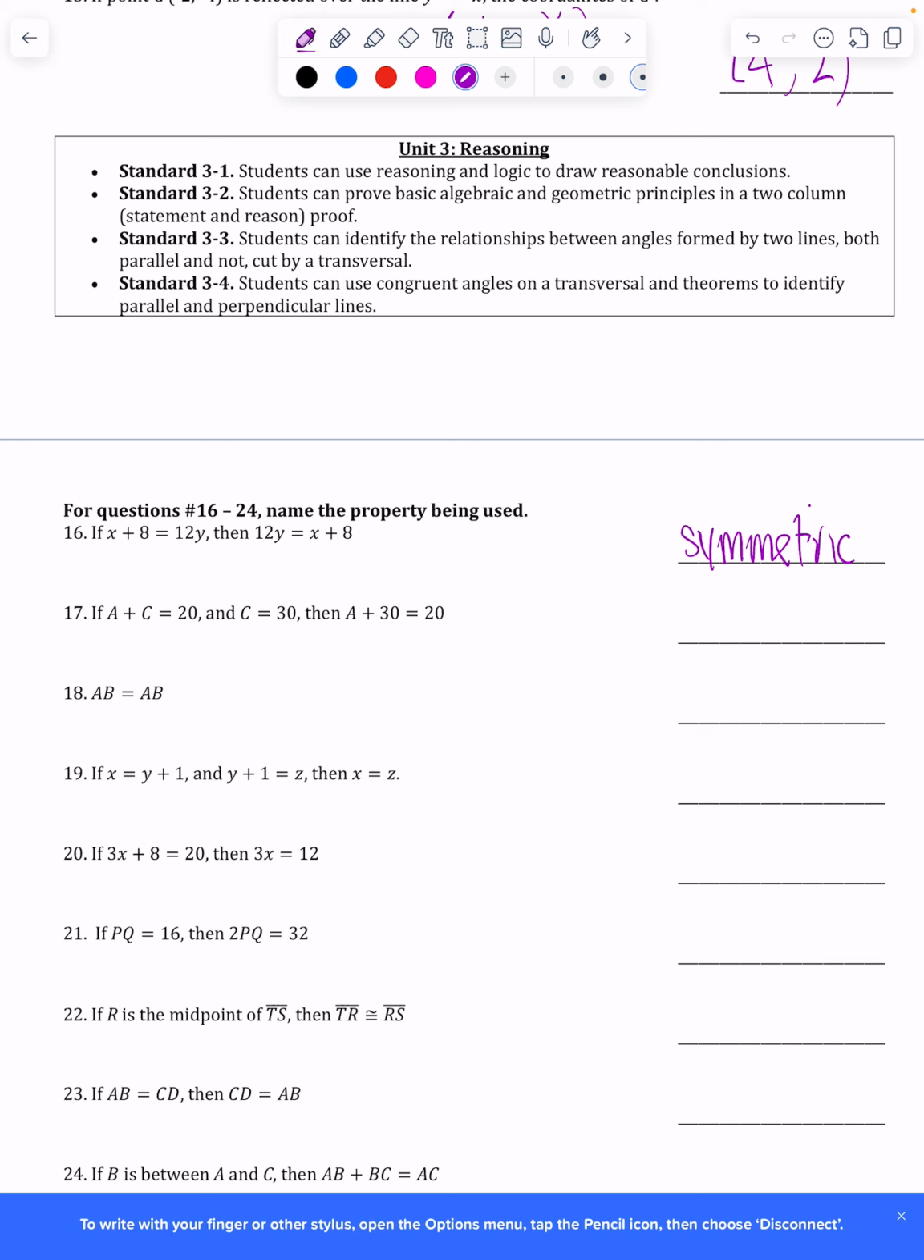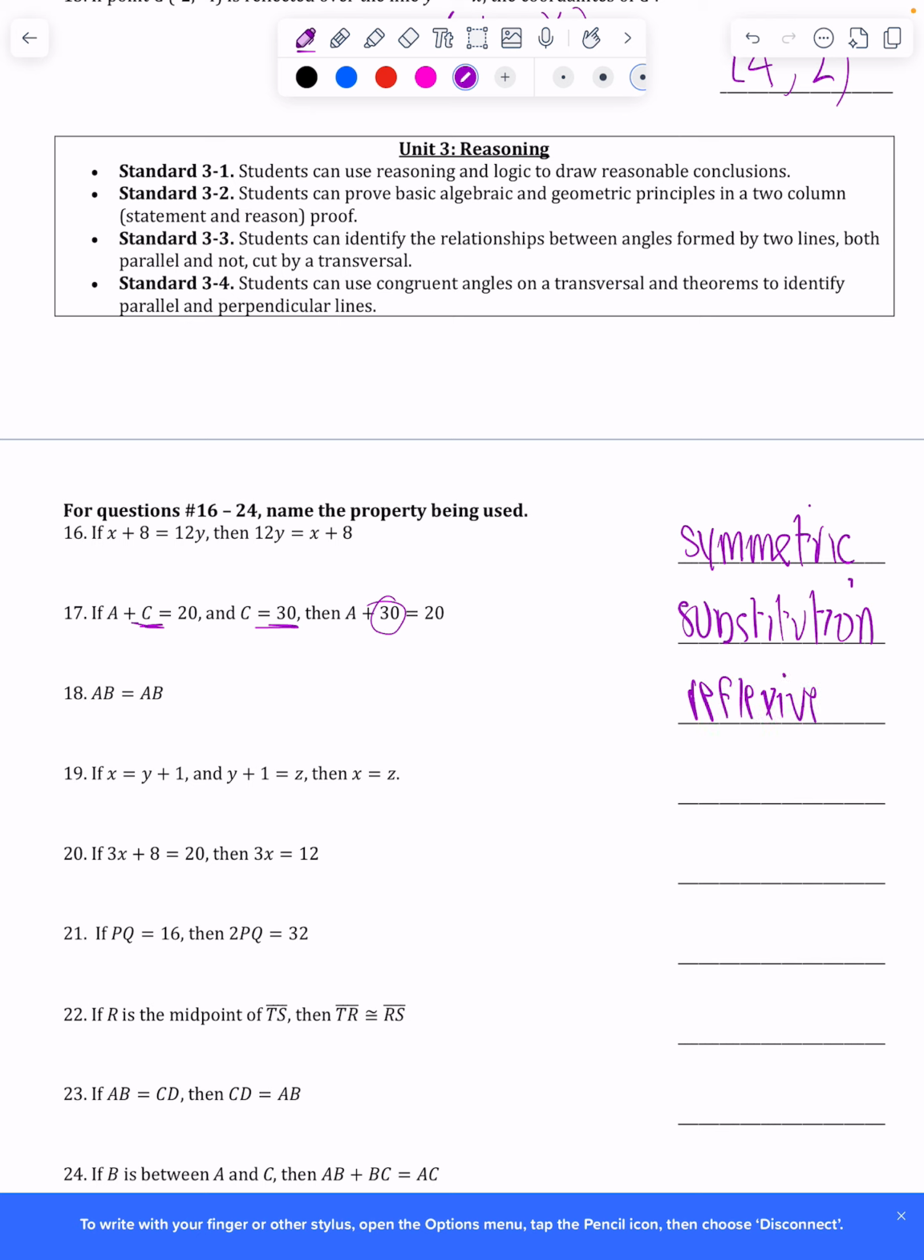And right here, if you notice, we go ahead and we plug that 30 in. So we have a C, and then it says C equals 30, and we plug it in here. That's called substitution. And over here, AB equals AB. Oh, that's just simply reflexive, right?